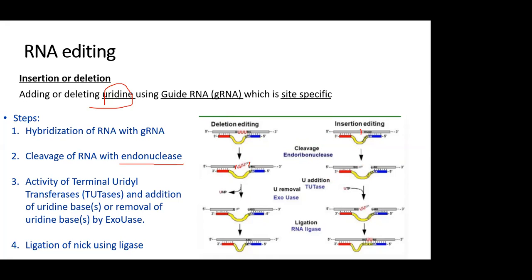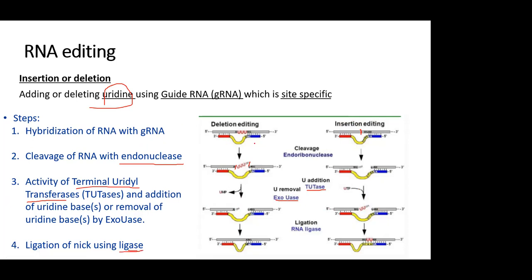If you want to delete, you will use an enzyme called exouase. Exouase is going to remove the uridine bases. While if you want to introduce them, you have something called, you can see it here, the terminal uridyl transferase. The terminal uridyl transferase is going to transfer or insert uridine bases into the mRNA, while the exouase is going to delete or throw away the uridine bases. Then we will ligate the mRNA using ligase. These enzymes you have to memorize, guys.